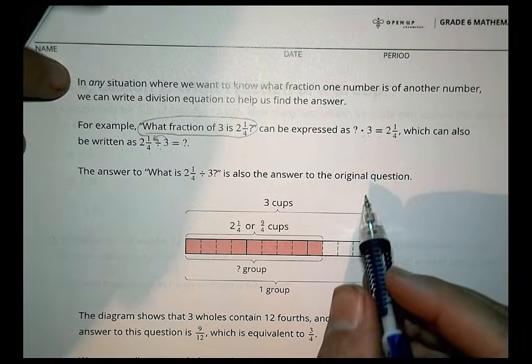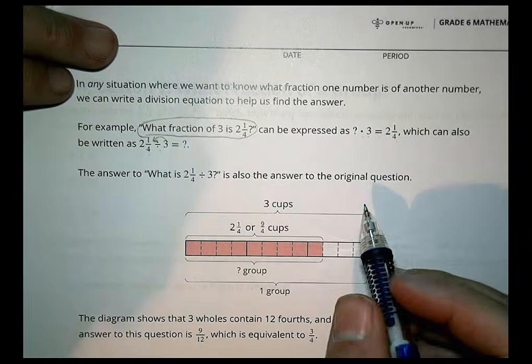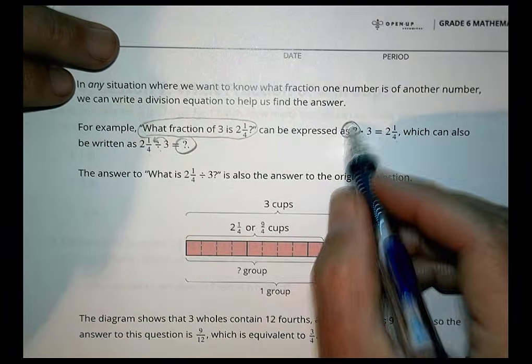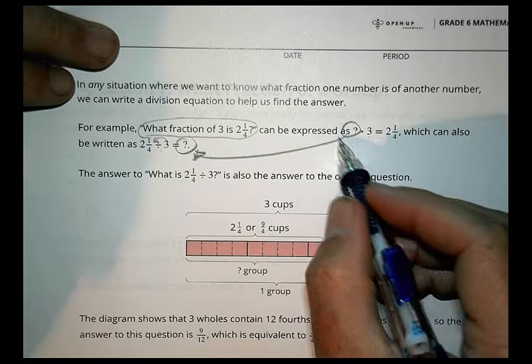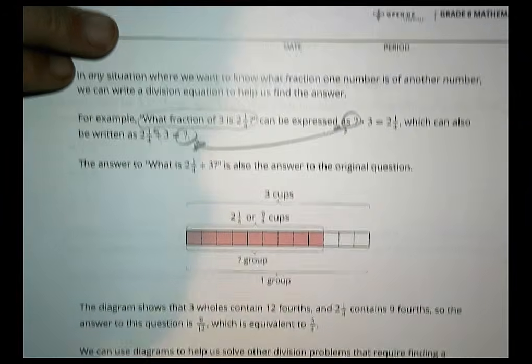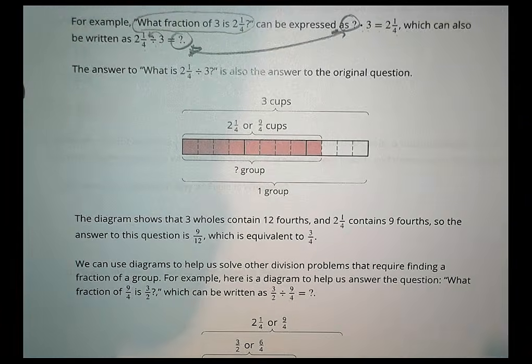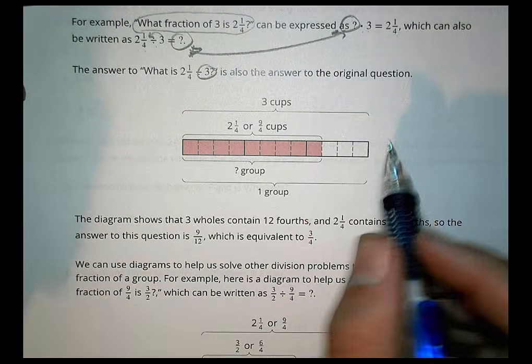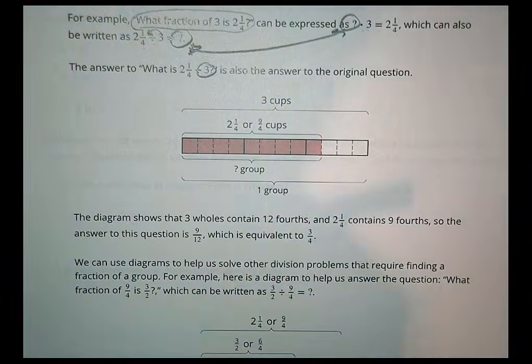So it's the same answer each time. The question marks are going to be the same thing. Okay? So it depends on how you want to think about it. And here's an example showing what that is. So there's our 3. That's our 3. You want to see how many? That's our 3 groups, right? That's our 3.